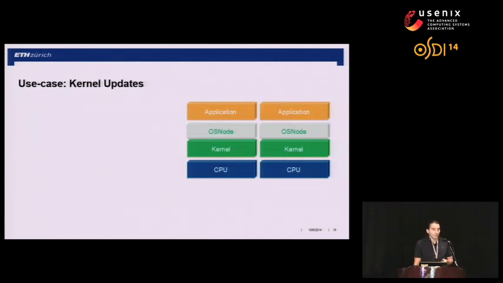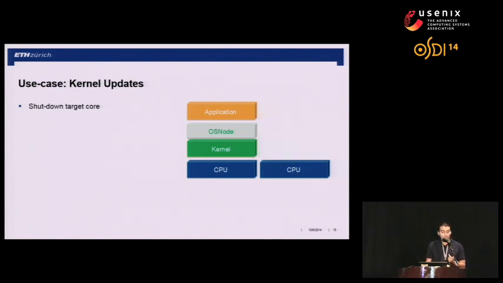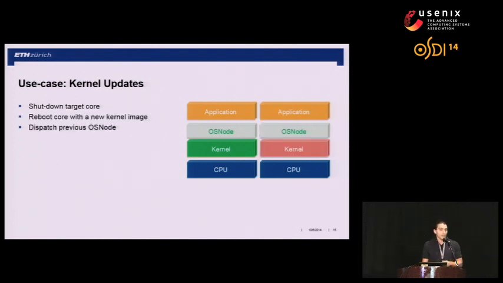So how would we update a kernel in our system? Well, we can just shut down the target core, and then we essentially reboot the core with the new kernel, passing it the previous OS node. From an application's perspective, this will just look as if the application has not been scheduled for a while.